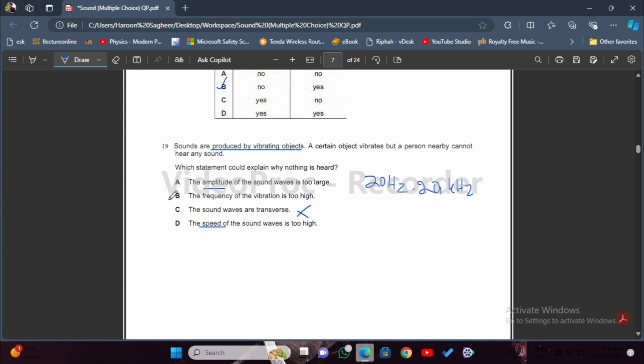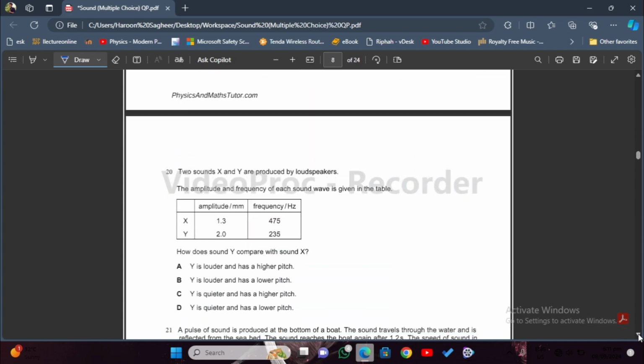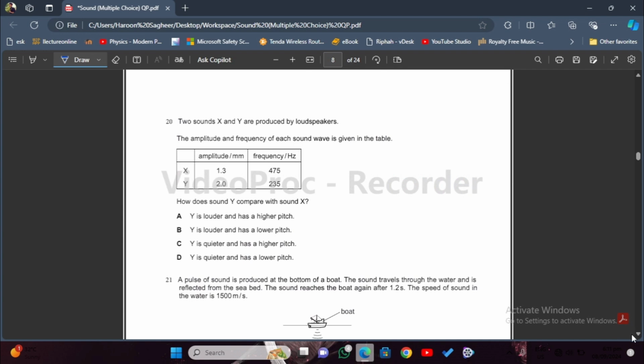Sound waves cannot be transverse. So yes, of course, option B is going to be the correct one. The frequency of the vibration is too high. That is the reason humans cannot hear that sound, although they have normal hearing.